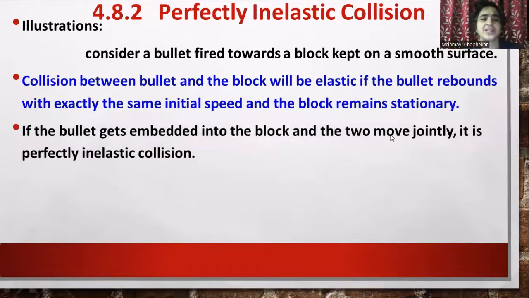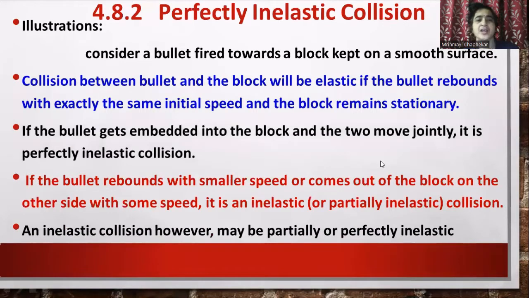But if the bullet gets embedded into the block and the two move jointly, it is perfectly inelastic collision. जर बुलेट ब्लॉक मध्ये आतमध्ये घुसली आणि नंतर both they move jointly, it will be a perfectly inelastic collision. If the bullet rebounds with smaller speed or comes out of the block on the other side with some speed, it will be partially inelastic collision.